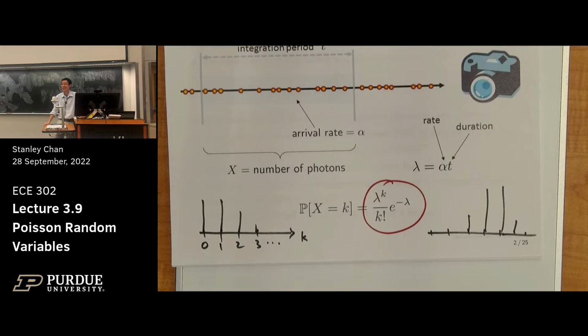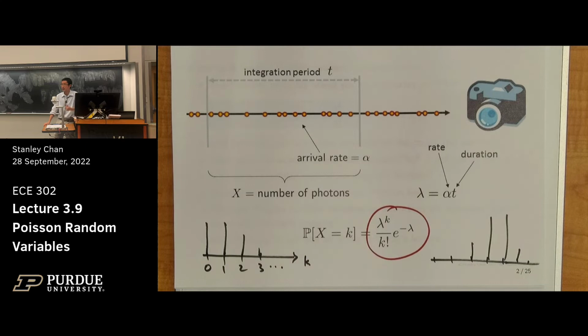Right? Where does it come from? Now, I need to spend some time explaining the origin of this beautiful formula. For now, let's spend some time just understanding, given this formula, how can we derive the expectation? How can we derive the variance? How do we visualize this formula?